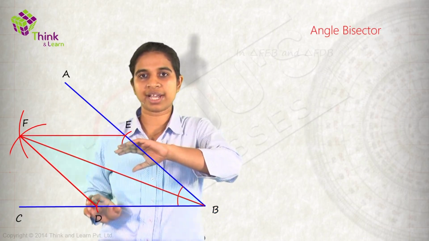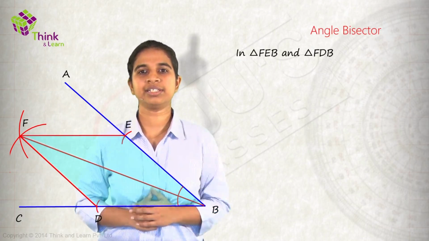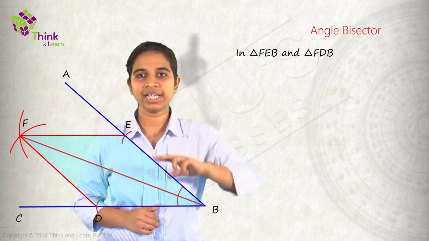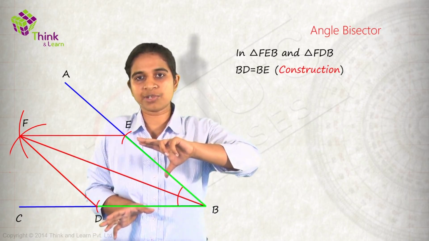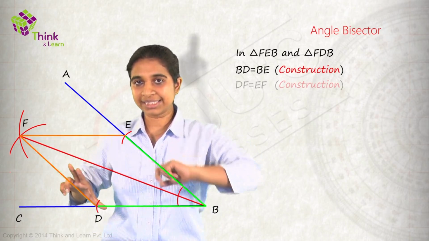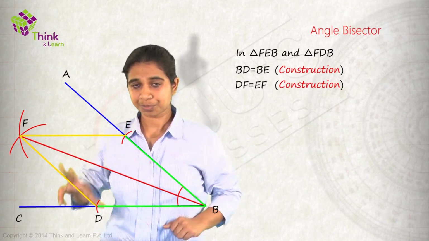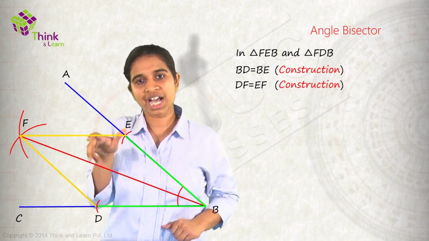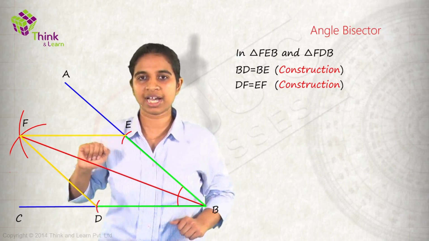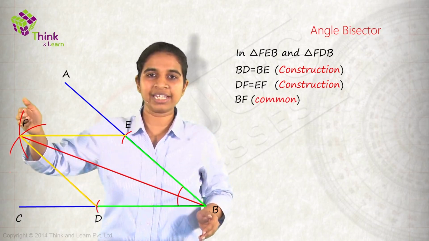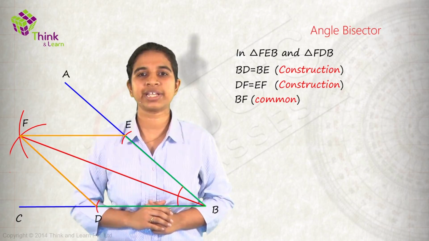Now look at these two triangles. They are congruent. Why are they congruent? This side is equal to this side, correct? Because we took the same distance in the compass and drew the arcs. Similarly, this side is equal to this side. DF is equal to EF. Again, same reason, we took the same distance in the compass from both places while drawing the arc. And this side BF is anyway common.